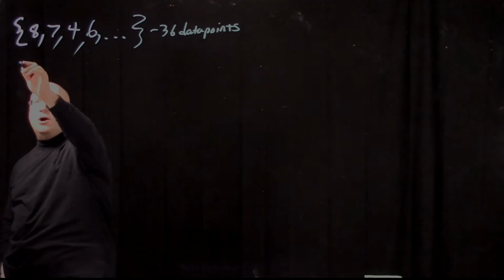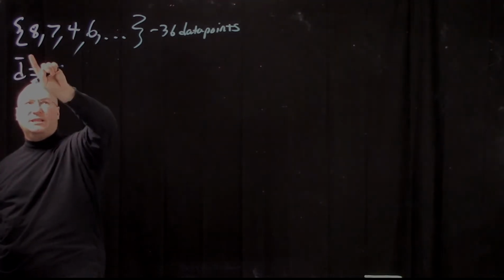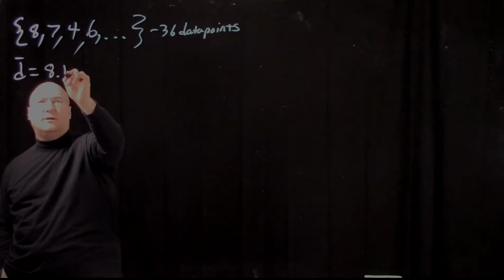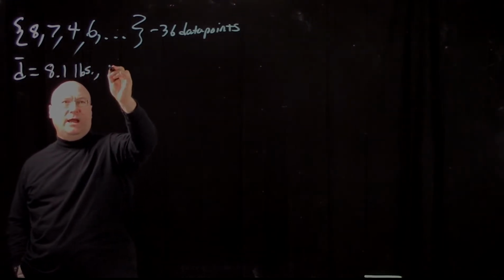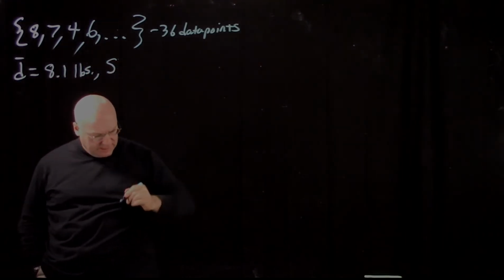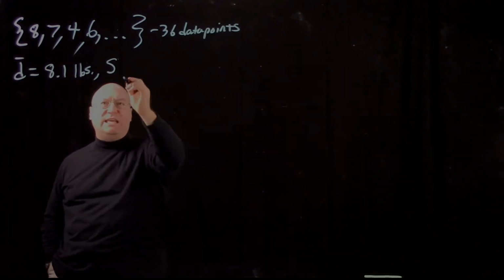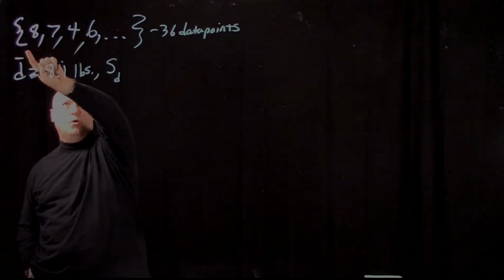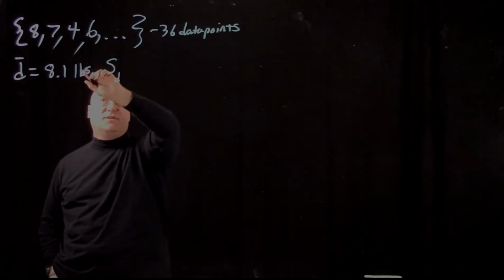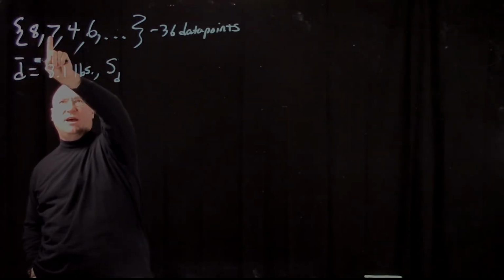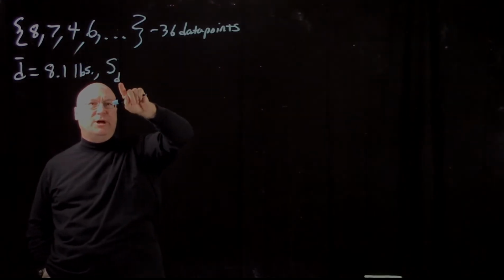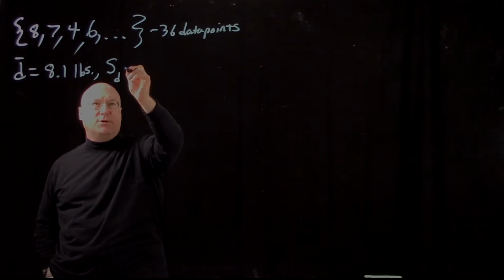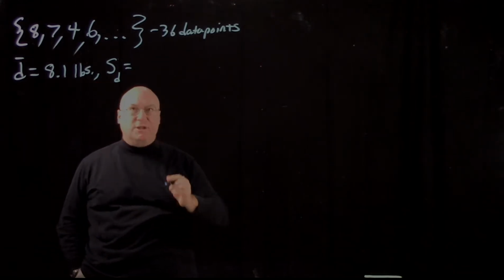We compute D bar, the sample mean of these 36, to be 8.1 pounds. And S sub D, which means the sample standard deviation for the set of differences D. You think of these, here's a D value, here's a D value, so my random variable is D. S sub D for this sample turns out to be 3.6 pounds.